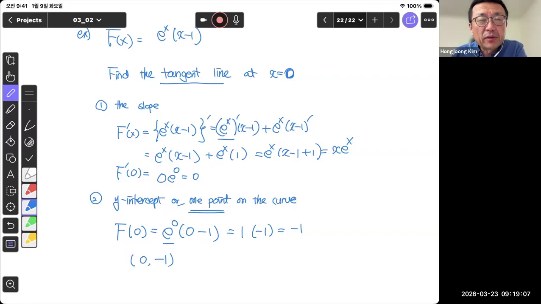So if I combine these results, what is the tangent line? We are looking for a horizontal line, so what we need is just one y value, right? So the tangent line will be y equals negative 1. This is the tangent line to the curve when x is 0.